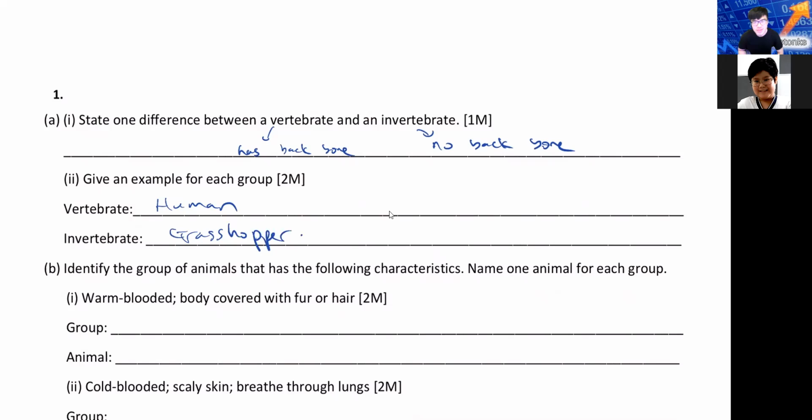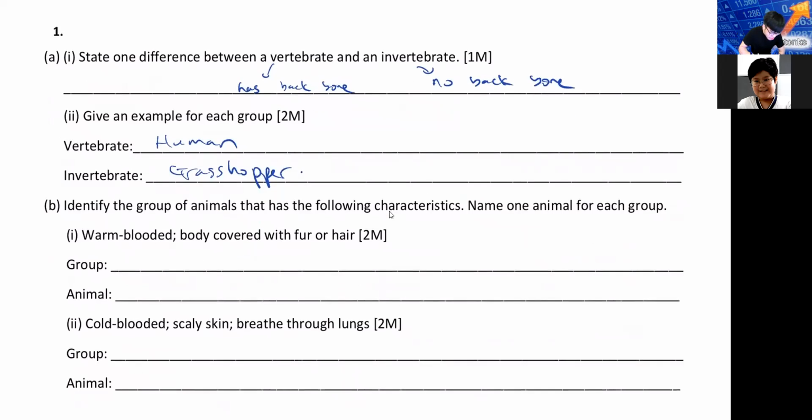Okay, it's gonna be as simple as this, because this part is mostly about animals. They can't ask something very detailed or thorough, so you know they will keep things simple. So B, identify the group of animal that has the following characteristic. Name one animal for each group. So warm-blooded, there's only 2 warm-blooded ones. It's either mammals or birds.